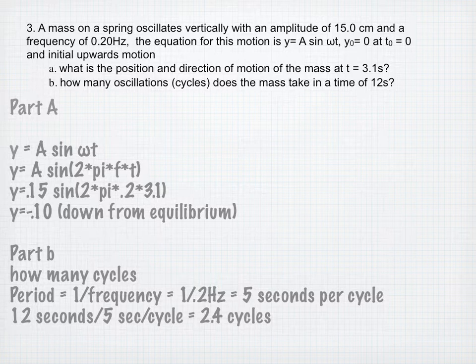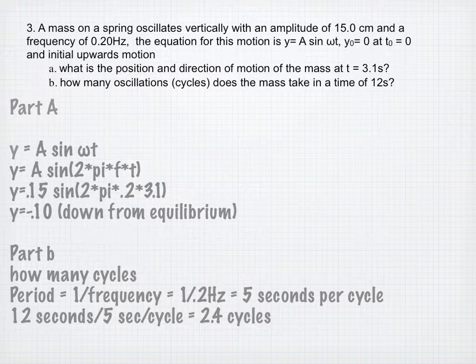Part B is asking how many cycles will happen in 12 seconds. We can't find this out directly, but we can find it out indirectly. We're given that the frequency is equal to 0.2 hertz. The frequency is the inverse of the period. The period is how many cycles happen per unit of time.